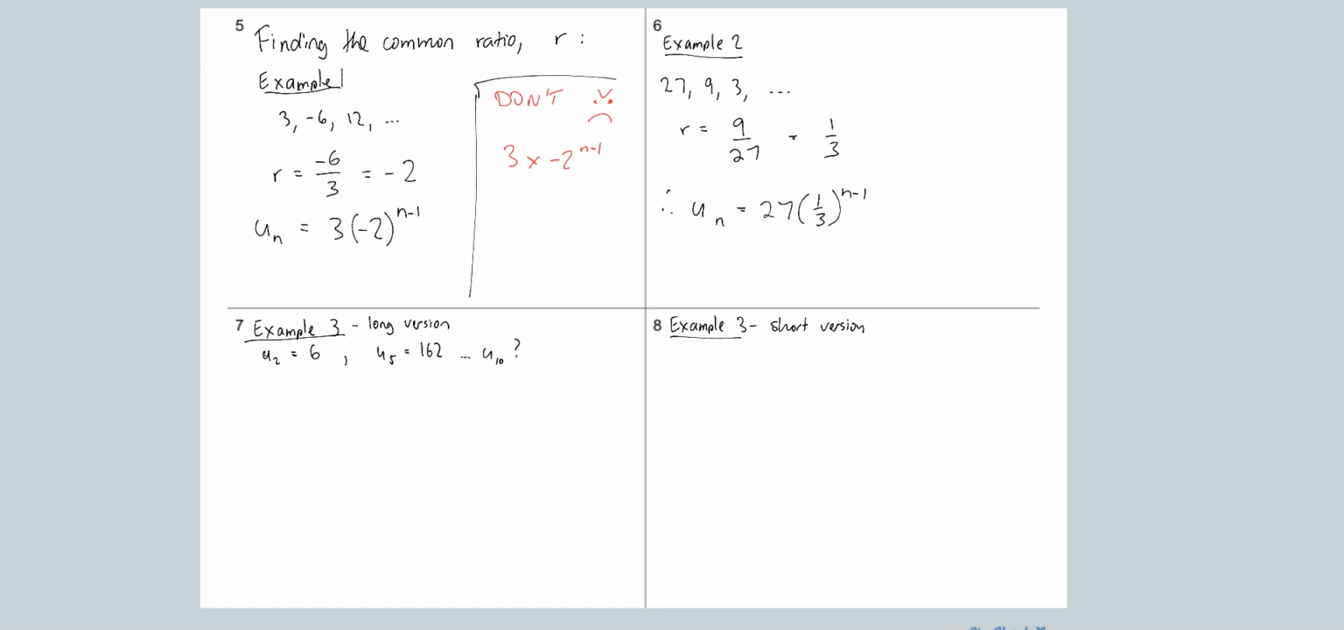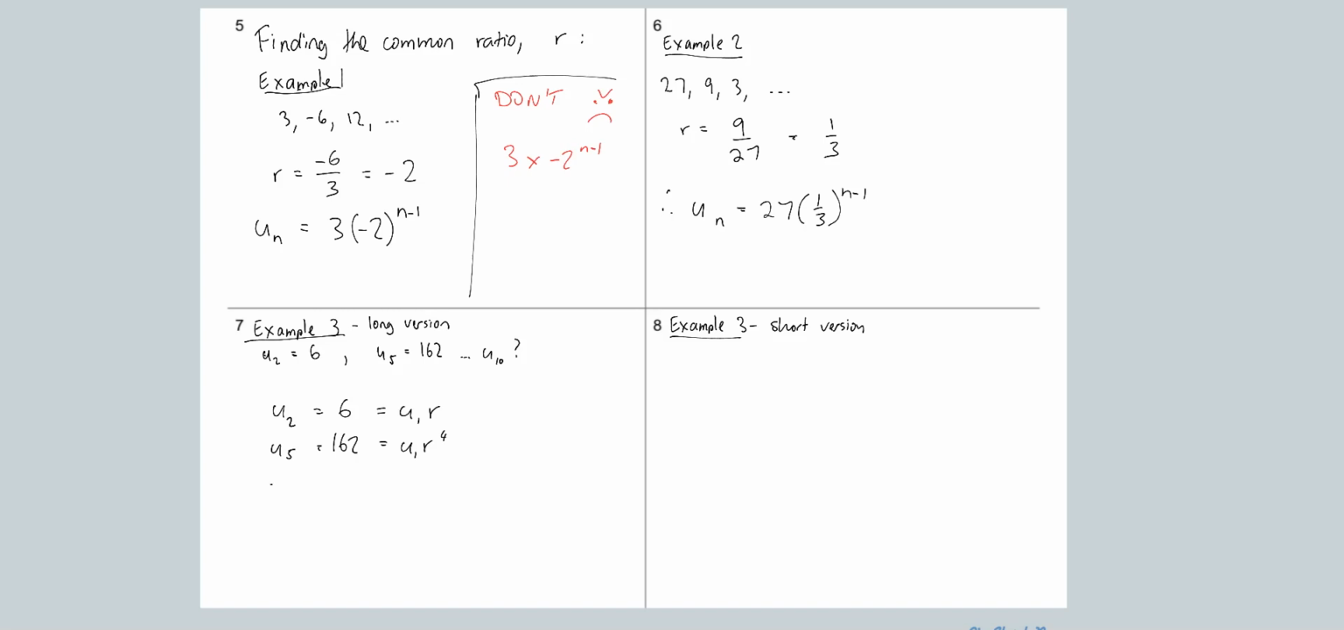So I know u2, apart from the band, is equal to 6, but it's also equal to the first term multiplied by r to the power of 1. I'm using the idea that in a geometric sequence, it's u sub 1 times r to the power of n minus 1. I also know u5 is 162, and that's going to be u sub 1 times r to the power of 4. Now we can't do simultaneous equations here, but there's this neat little trick that you can do.